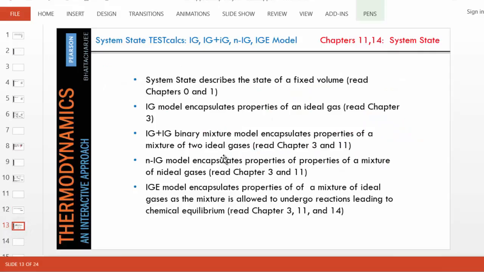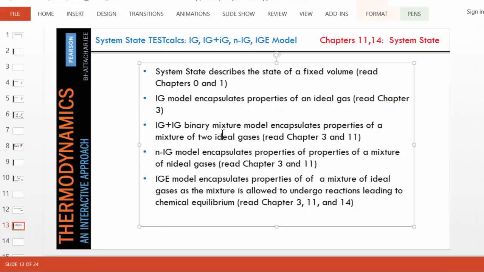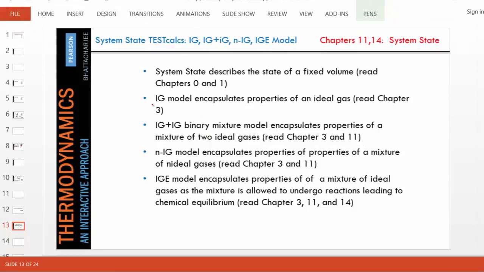The background, of course: the IG model is covered in chapter 3, and then the binary mixture is covered in generally chapter 3 and 11, a general mixture in 11, and the equilibrium model for mixture, where chemical reactions are allowed to take place, is covered in chapter 14.